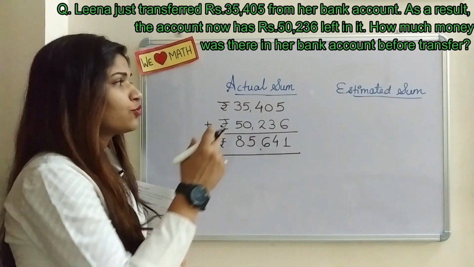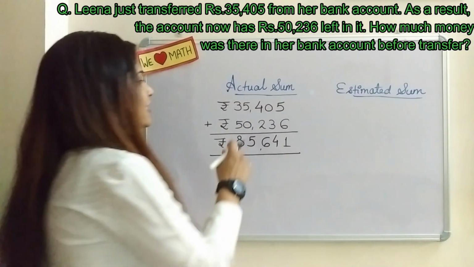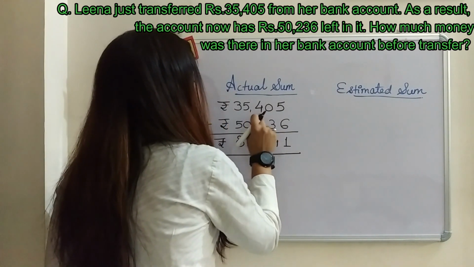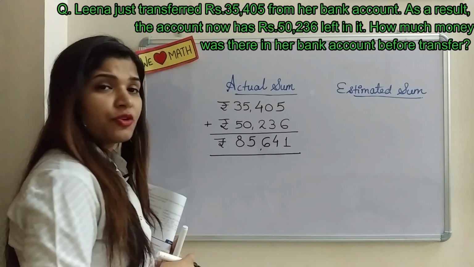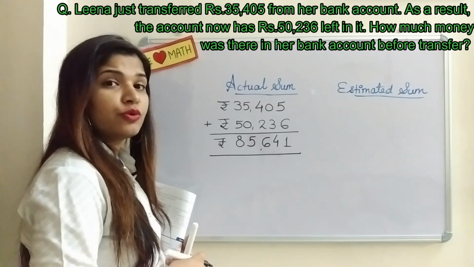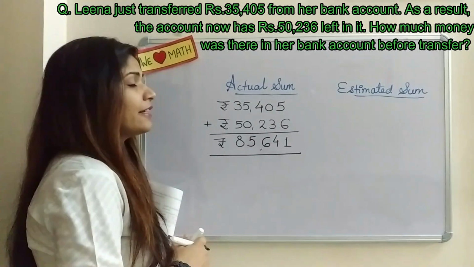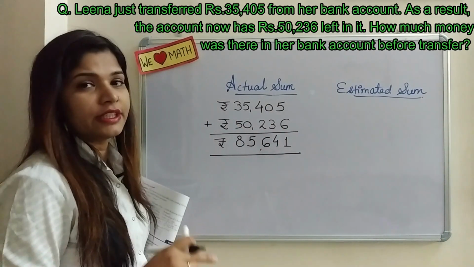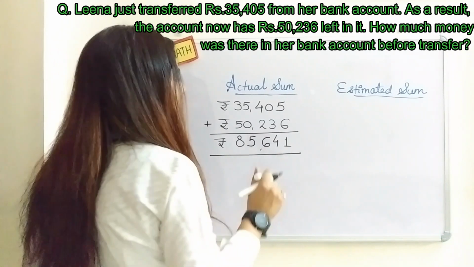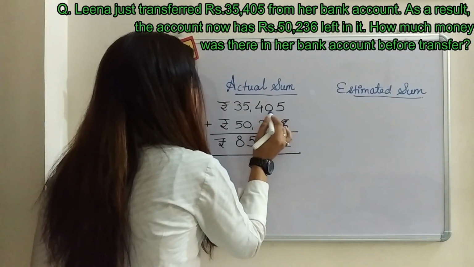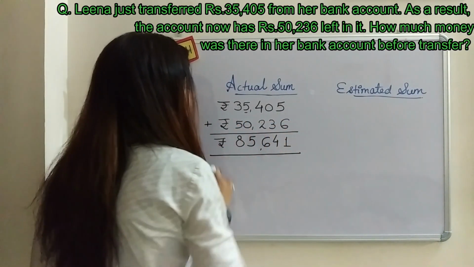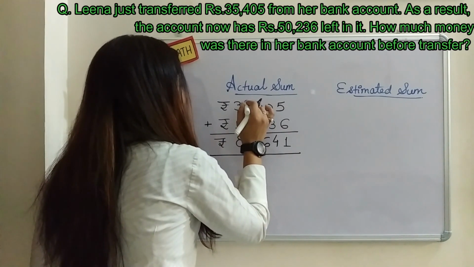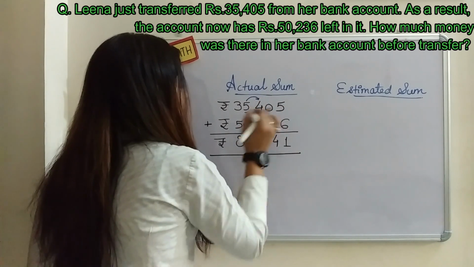So for that we need to do the estimated sum, that is, if we round off 35,405, children, you remember how we do the round off figures? Yes, let me tell you once again, just revise. If we are rounding off to the thousand place, we need to find out the thousand place. It is ones, tens, hundred, thousand. 5 is at thousand place, and we just see the number which is just next to it, that is 4.